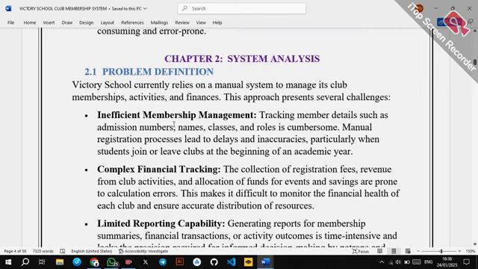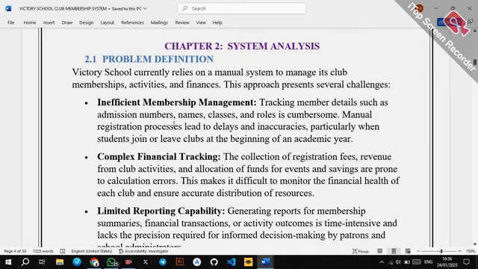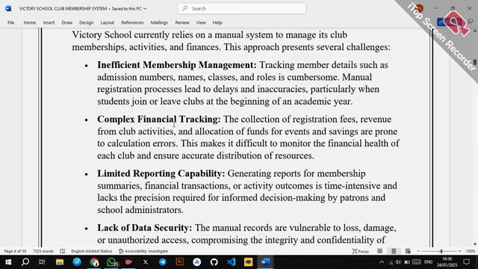So we have the system analysis, problem definition. What is problem definition? A problem. We have said that we have a manual system. Victory School is using the manual system. The manual system has a lot of disadvantages. Under this part is where you define the problem at hand, the problem that you're experiencing in the manual system.